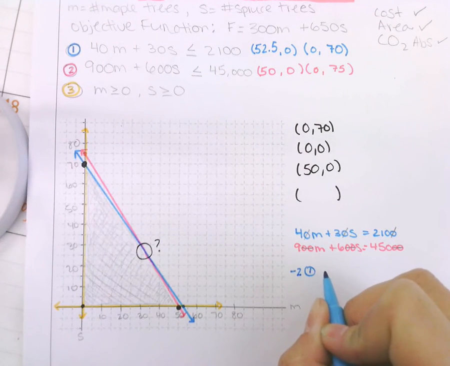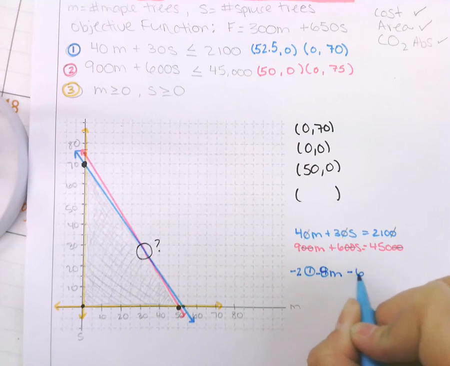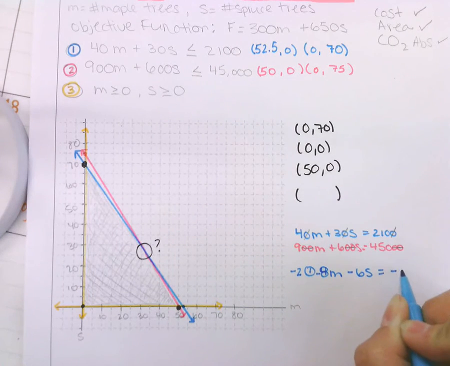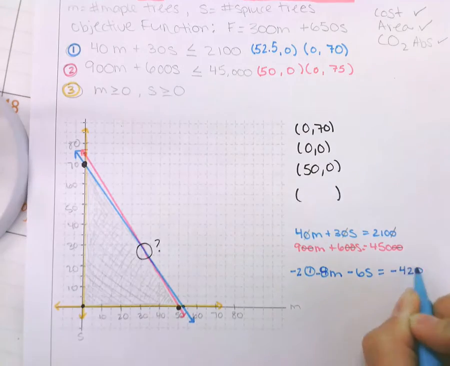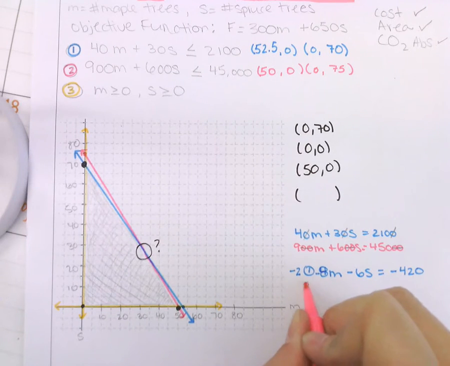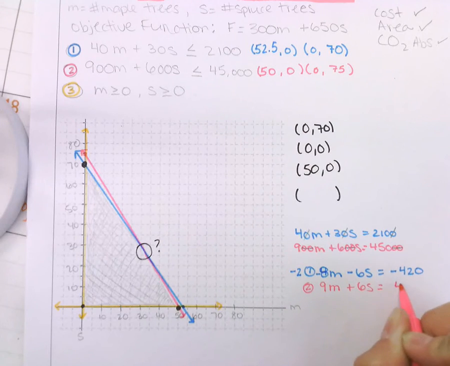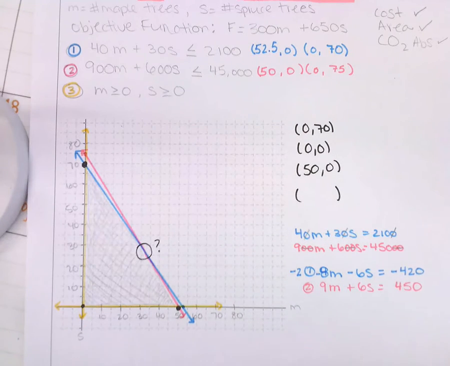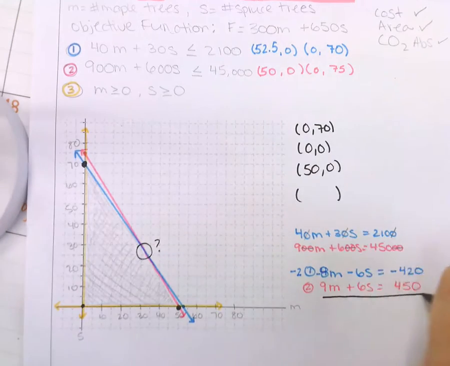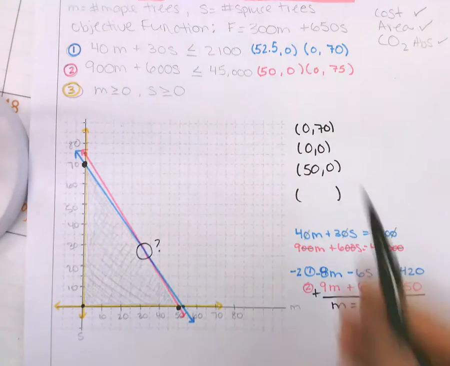And that's going to give me -8m minus 6s equals -420. Okay, for the second one all we did was divide everything by some zeros. Now we got this. So now we can just add everything, and we get m equals 30. Okay, so m is 30.